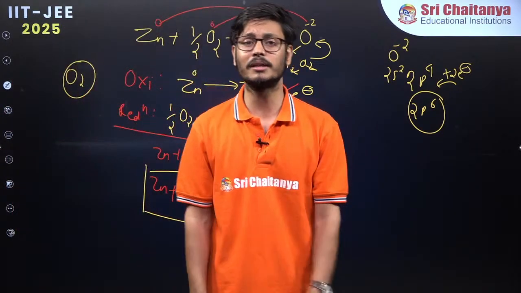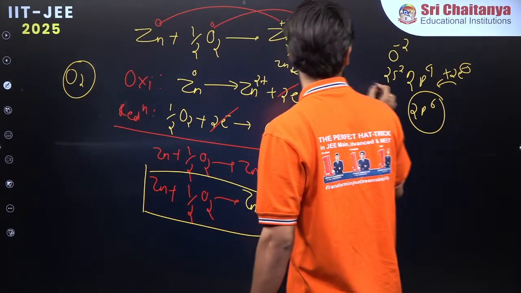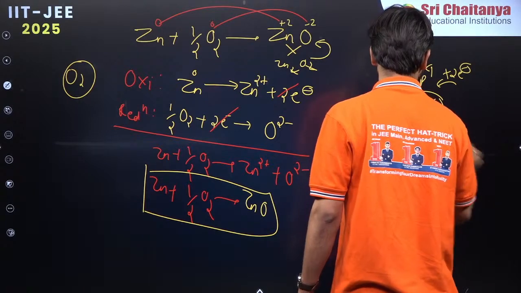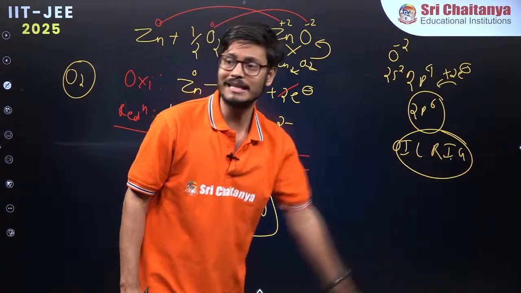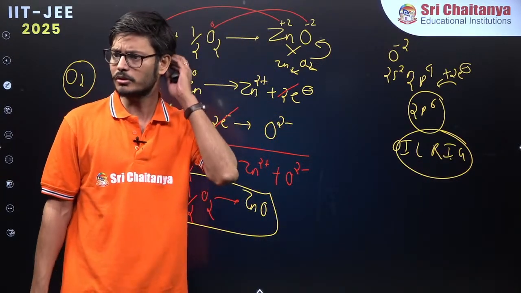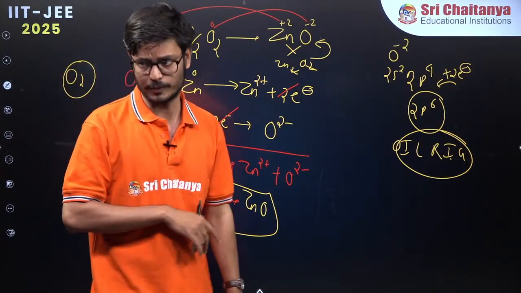So what is oxidation? Oxidation is loss of electrons. What is reduction? Gain of electrons. You always remember this shortcut, OIL RIG. Oxidation is loss, reduction is gain. Okay. I hope so. Sir, oxidation is also the loss of hydrogen atoms. That also I can explain to you.